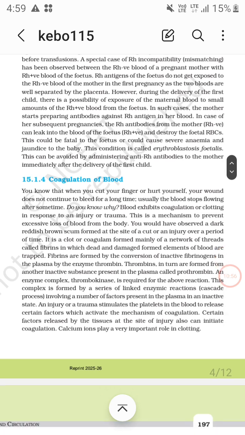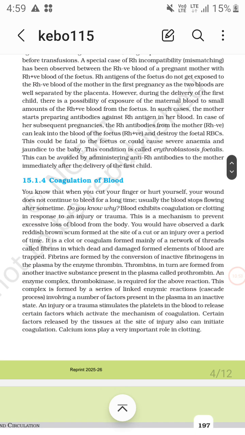Now, coagulation of the blood. You know, it is the platelets that cause it. So you see, blood exhibits coagulation or clotting in response to an injury or trauma. This is a mechanism to prevent excessive loss of blood from the body. So you may observe a dark reddish brown scum form at the site of a cut or an injury over a period of time.